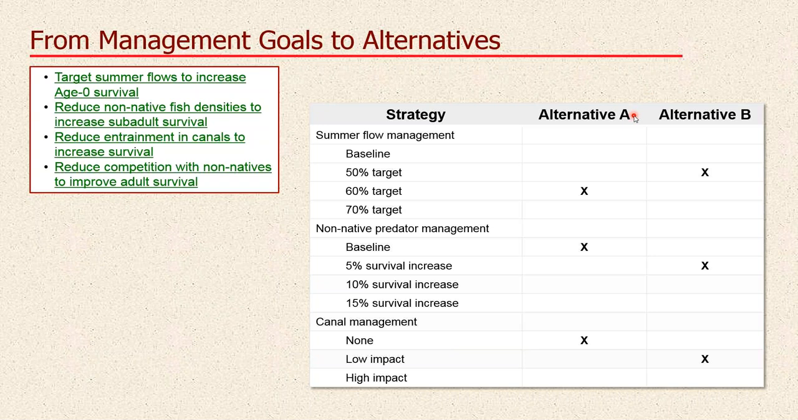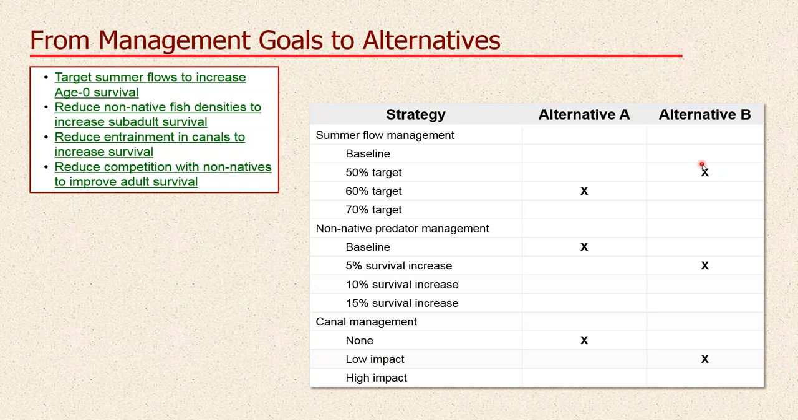So alternative A could be you're really focusing your attention on summer flow management, whereas in alternative B, you'll see that we have summer flow management, non-native predator management, and canal diversion management working in concert at levels that may be a little bit lower in the case of summer flow management. We're actually saying, well, if we do a relatively lower level of summer flow management, can we improve the system further by engaging in a relatively lower level of non-native predator management and lower level canal diversion management to offset the comparatively lower level of investment in summer flow management?